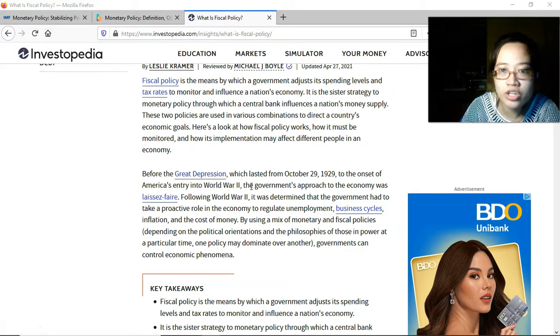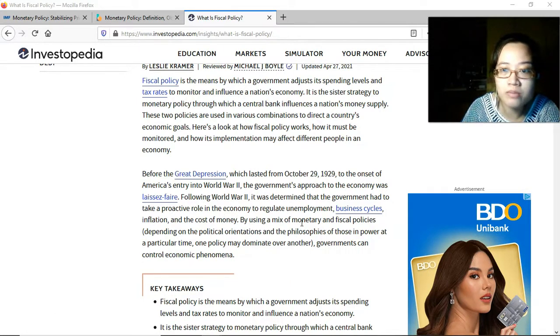Before the Great Depression, which lasted from October 29, 1929, to the onset of America's entry into World War II, the government's approach to the economy was laissez-faire. Okay. Following World War II, it was determined that the government had to take a proactive role in the economy to regulate unemployment, business cycles, inflation, and the cost of money. Essentially, the cost of money is the cost of borrowing, interest rates.